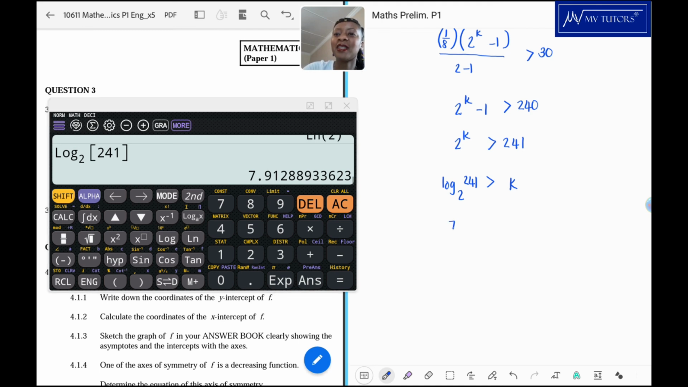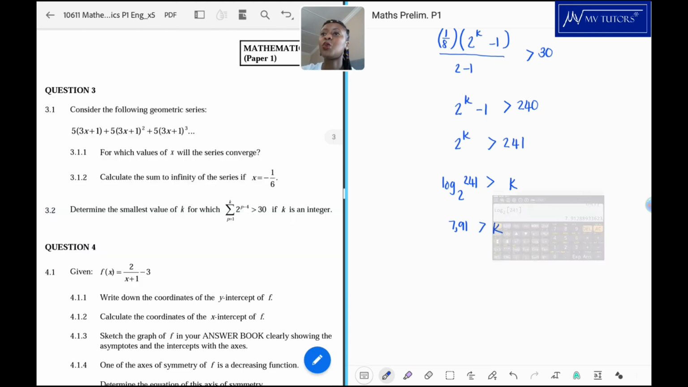So I have 7,91. Okay, so k is actually smaller than 7,91. But they said we should solve for k. So the smallest value then for k would be equal to 8. Okay, the smallest value would be equal to 8. So it's just pretty much rounding up the 7,91.